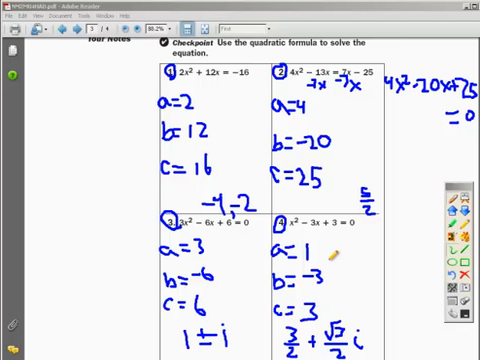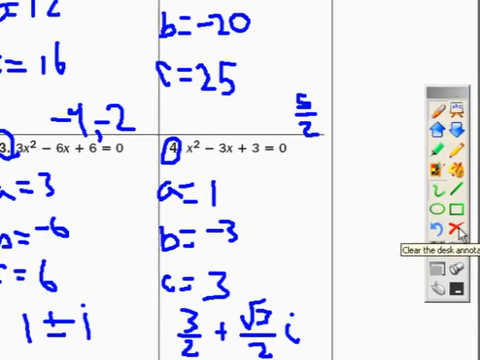Now, there's ways to do this on your calculator, and if you Google or YouTube quadratic formula for my TI-83 calculator, you'll see a great way to do that. Maybe I'll put a link to that on my website.